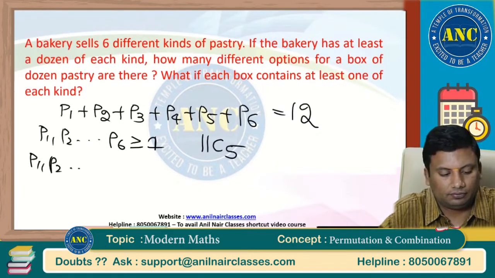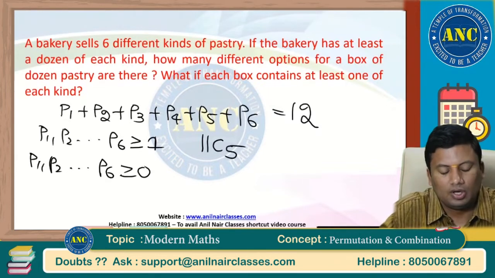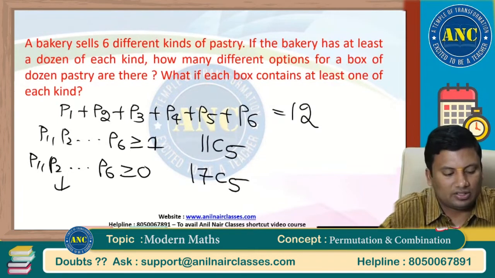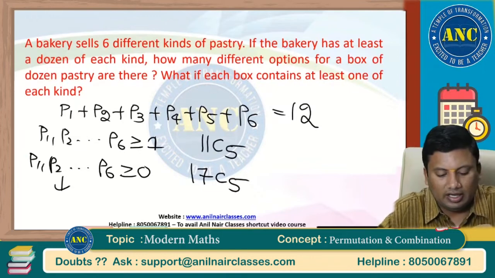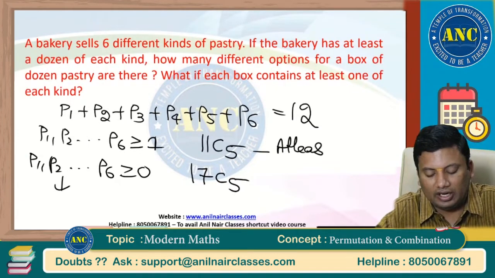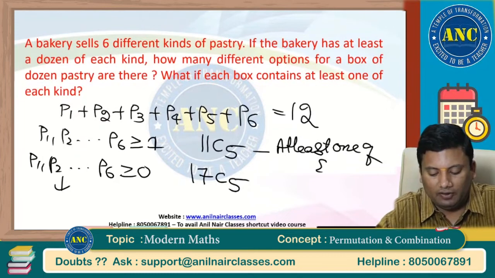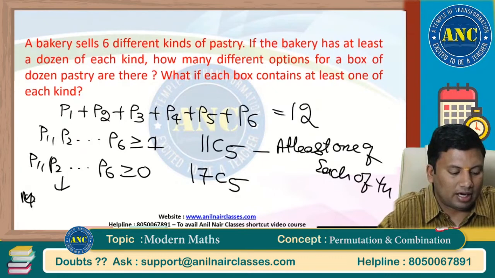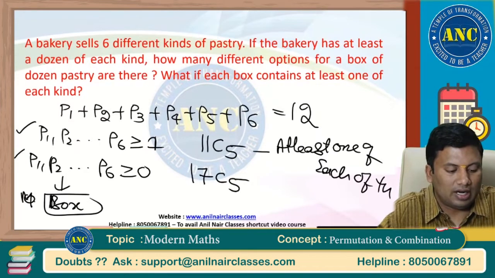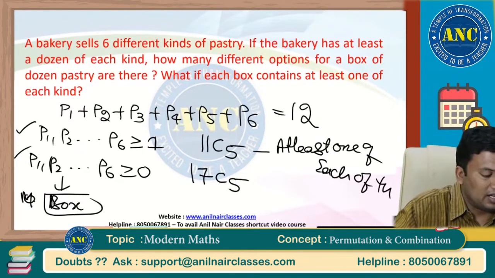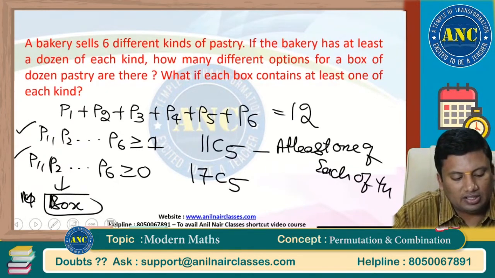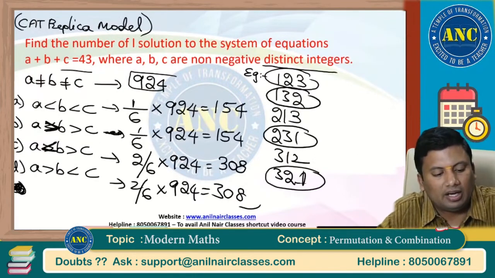If they are starting from 0, 12 plus 6, 18. Answer is nothing but 17C5. So this is 1, right? It is nothing but at least one of each kind. Different options means I may write greater than or equivalent to. A box may not be used also. So this one and this one: one is 11C5, another is 17C5.